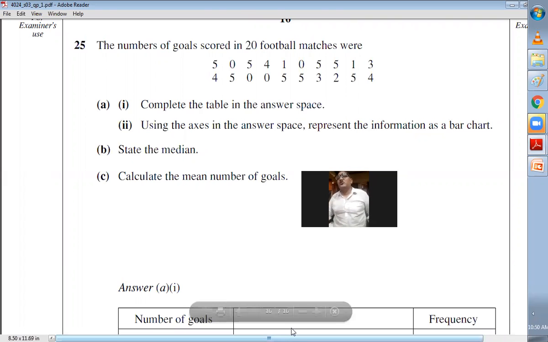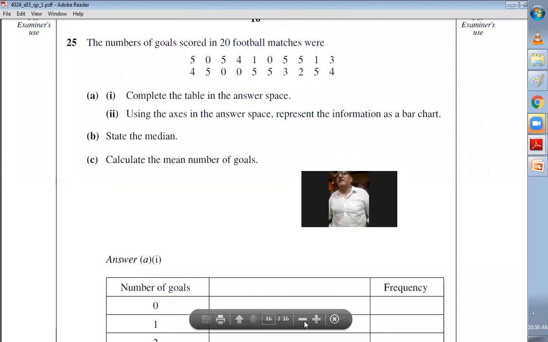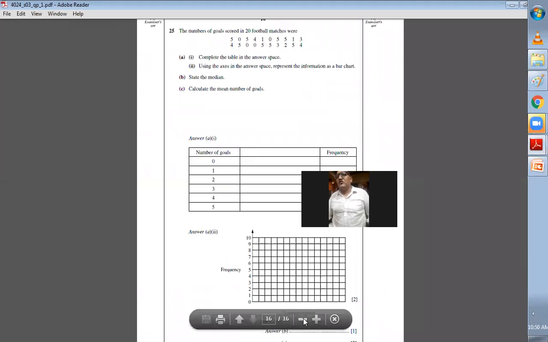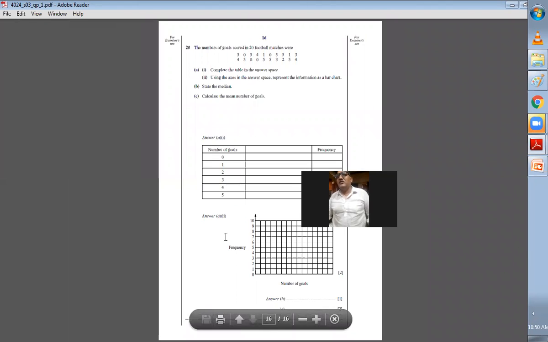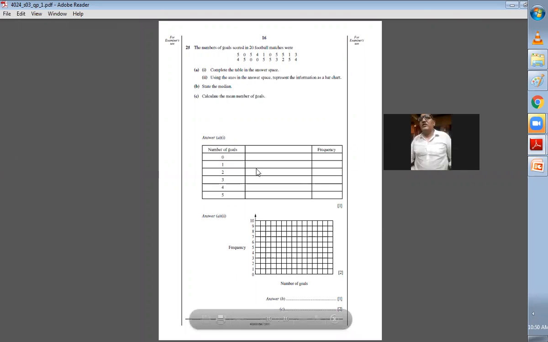So let me show you this whole question, and then I have already solved this. So you can see the whole question. This is the whole question. Here I have to draw the tallies, then I have to write the frequency, then I have to draw the bar graph, bar chart, and then we have to state the median and calculate the mean number of goals. Okay, so let's start.